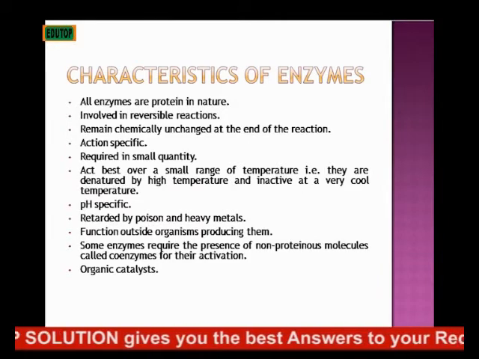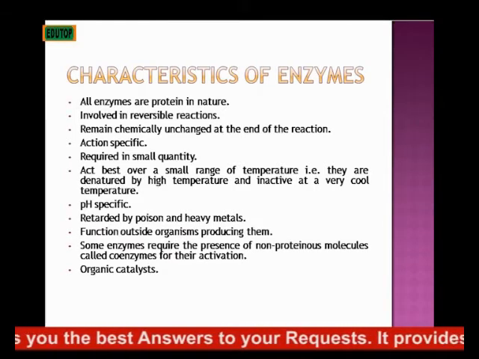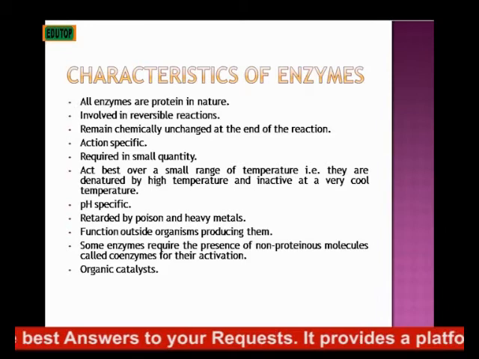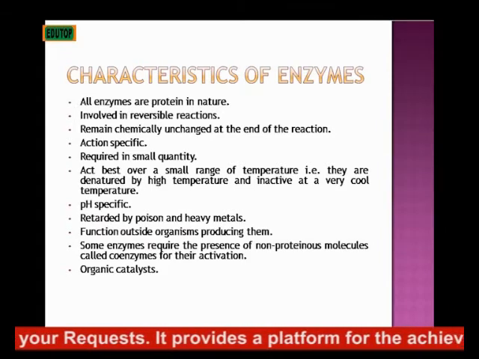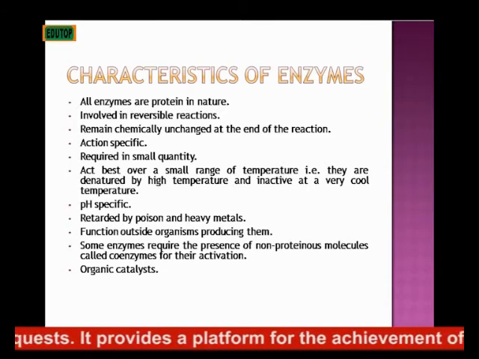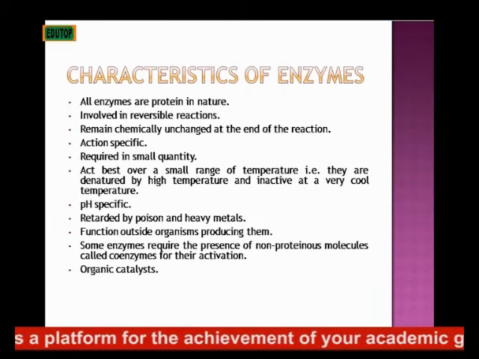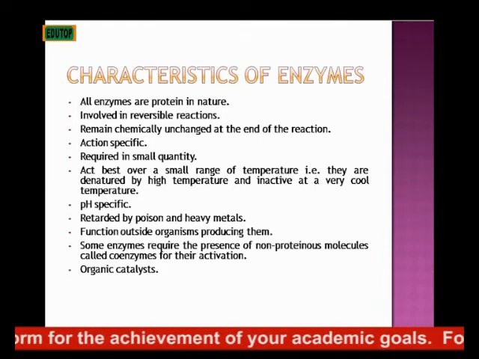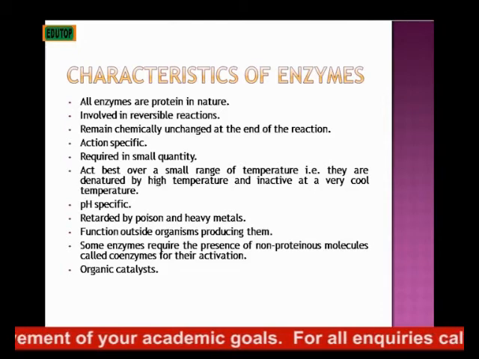Also, enzymes are pH specific. That is, they have a particular hydrogen concentration they can work with. They cannot work at too acidic or too basic conditions, so they have their own specific pH. Then enzymes can be retarded. That is, their action can be stopped or destroyed by poisons or heavy metals.